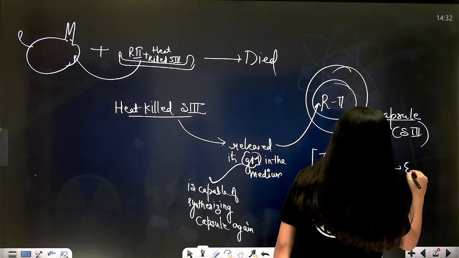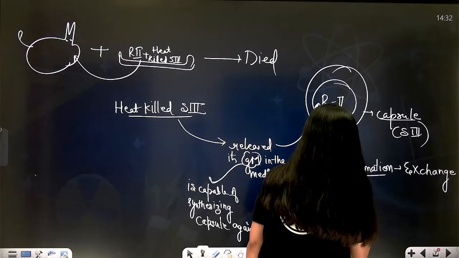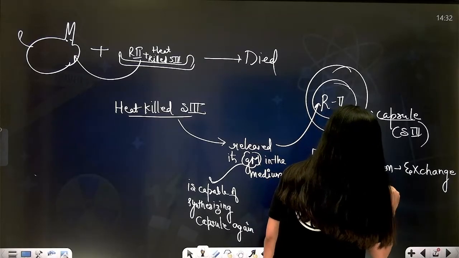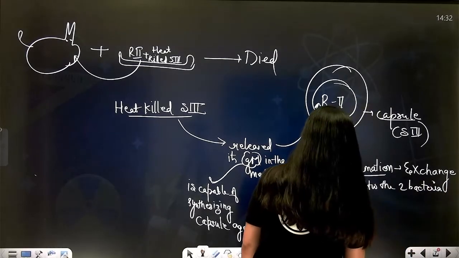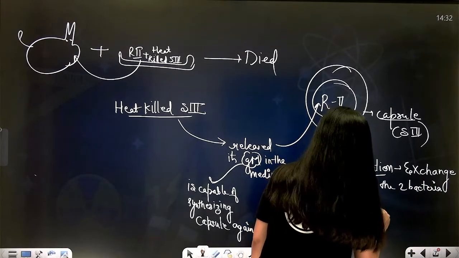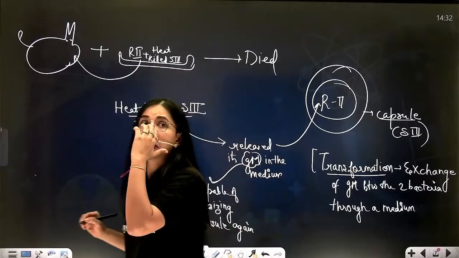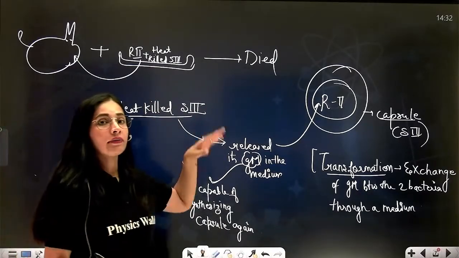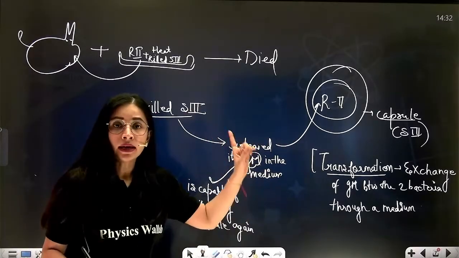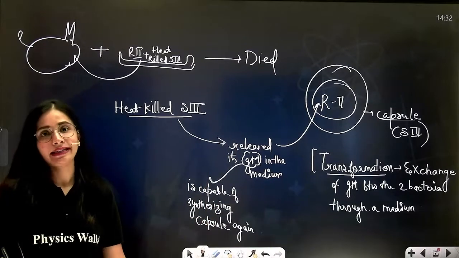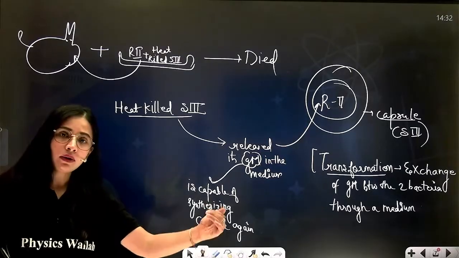What is transformation? Just check on the board. Meanwhile, I am writing the definition. Exchange of genetic material between the two bacteria through a medium without coming in contact with each other. Clear? Have you all understood how the fourth mice died when it got injected with an injection having the culture of R2 and heat killed S3 strain? If you have understood it so far, then now let's proceed further.